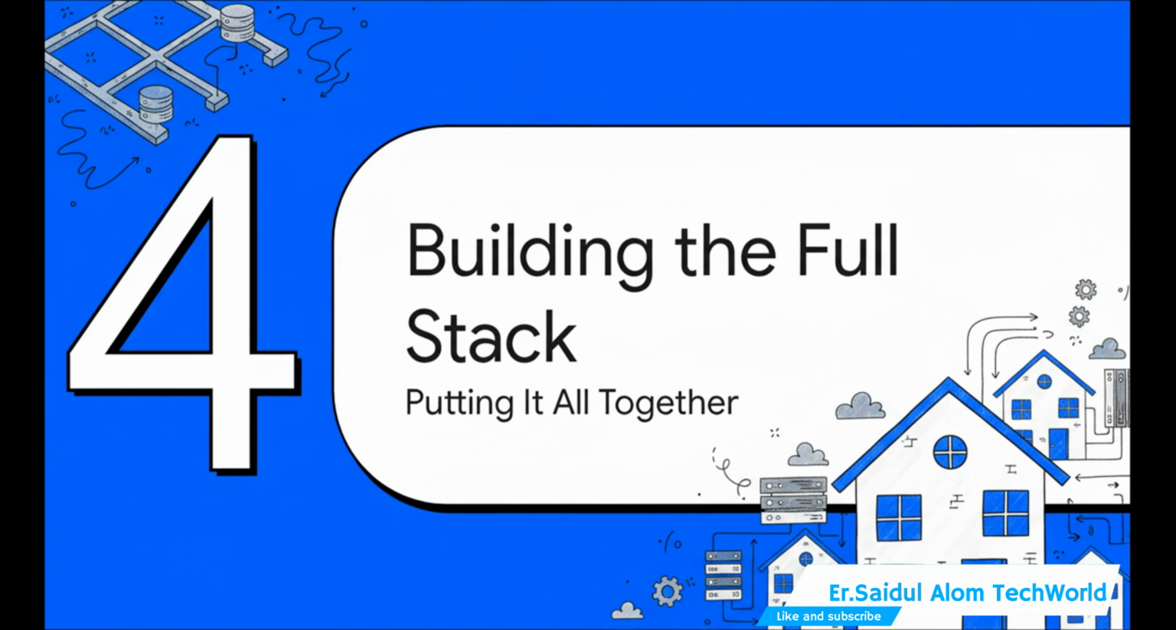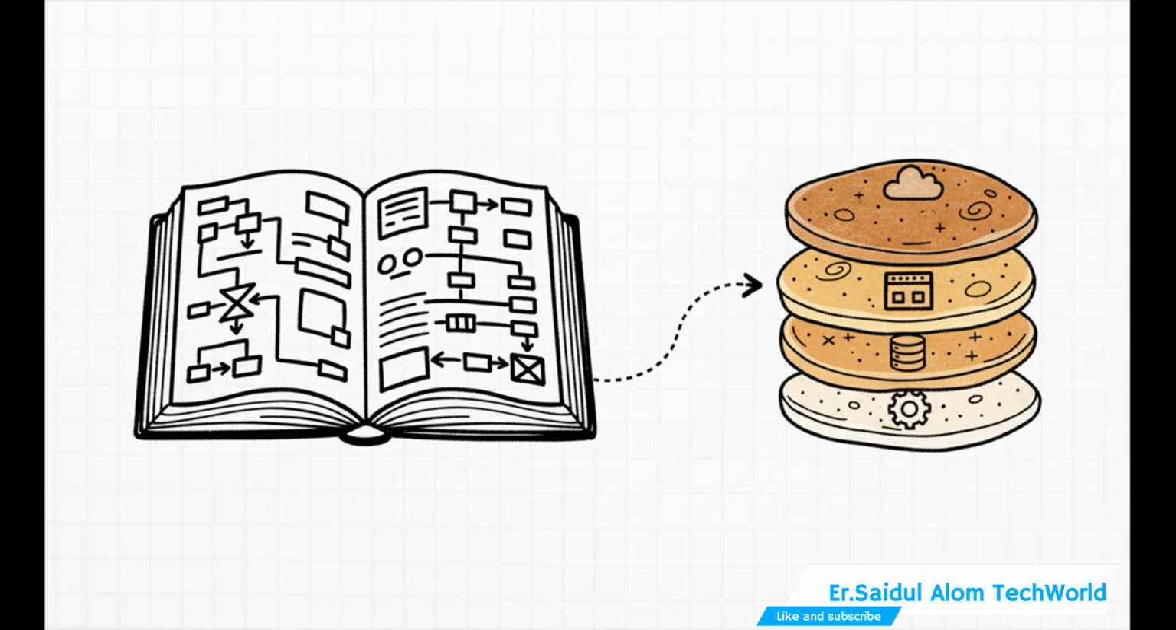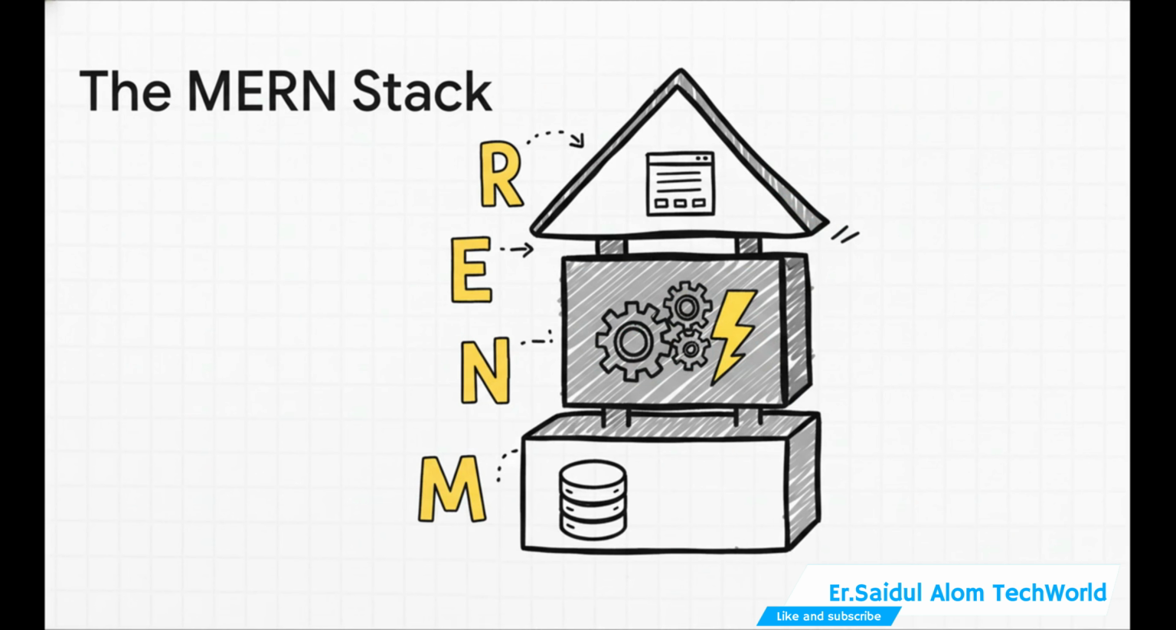So, okay, we've got our three big layers: the front end, the back end, and the database. The question is, how do you actually get them to work together as one cohesive unit? Well, instead of just grabbing random tools and hoping for the best, developers usually use proven combinations of technologies. Think of it like a recipe that is designed to work perfectly together. And this recipe has a name. It's called a stack. One of the most popular stacks out there right now is called the MERN stack.